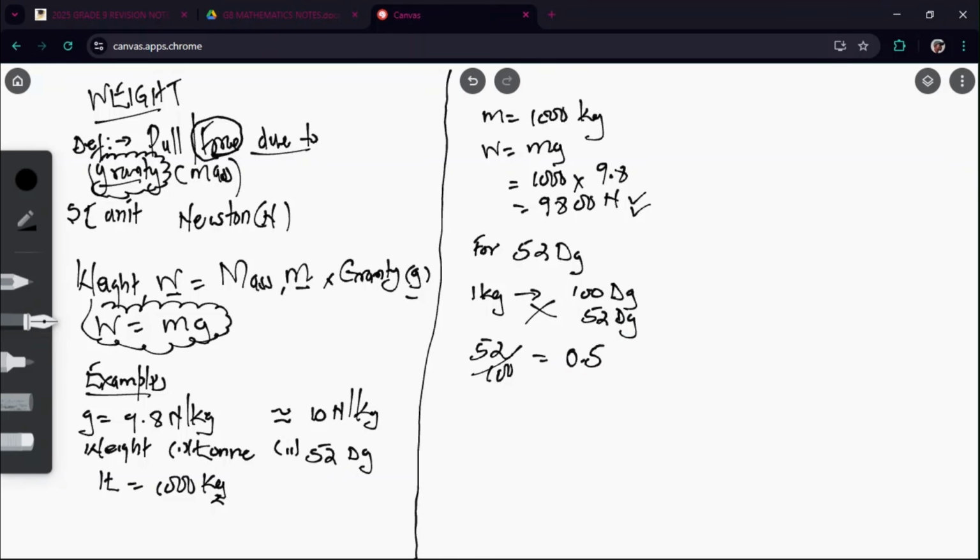0.52, that is kilograms. Now, this is what I need to convert into weight. And I know that weight is the same as mass multiplied by gravity. I'll say that the mass here is 0.52. I multiply by 9.8. So I'll do a quick multiplication here.